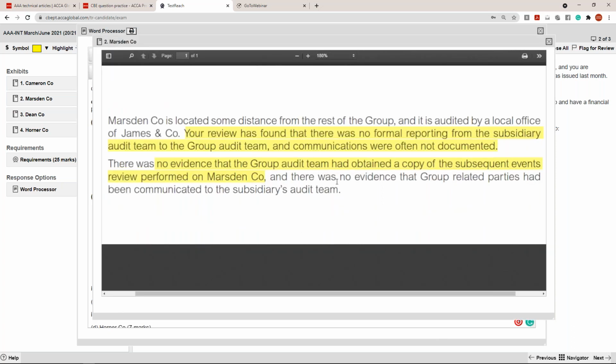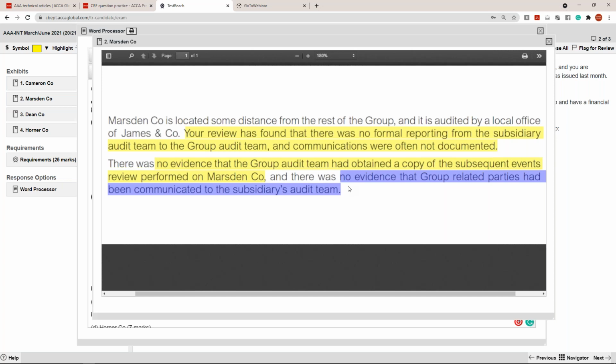And there was no evidence that the group related parties had been communicated to the subsidiary team. So will the subsidiary auditor know about the related parties? What if there is a transaction between the related parties at a subsidiary level? Does the subsidiary auditor have any information about the related parties? So will the subsidiary auditor gather any evidence about related parties because they don't know about them?